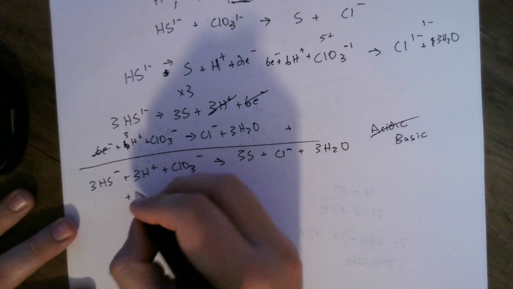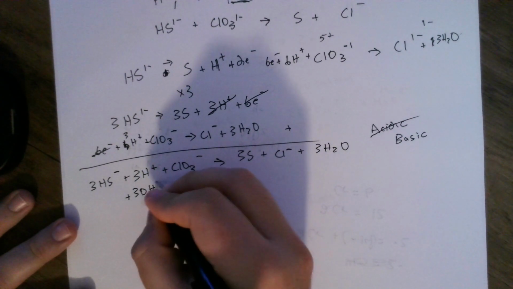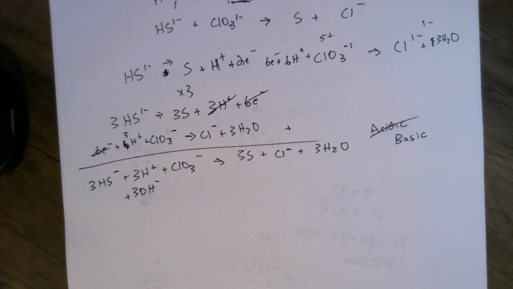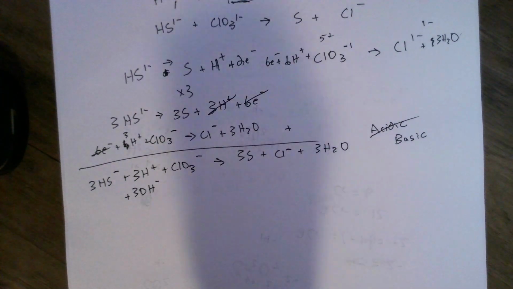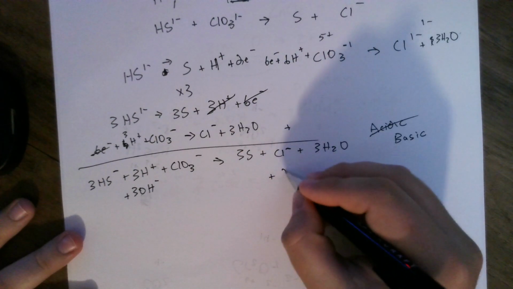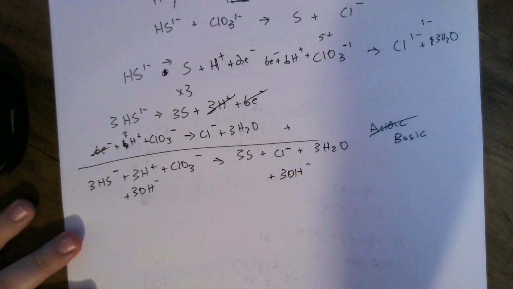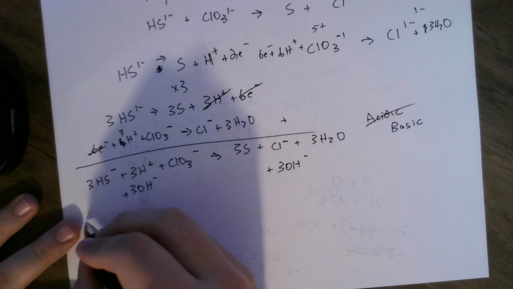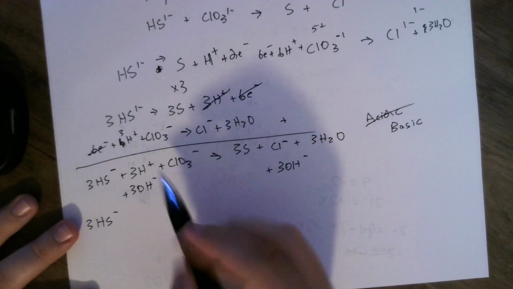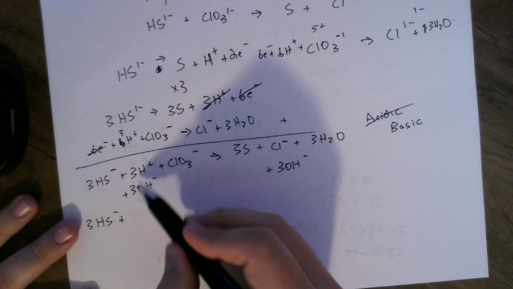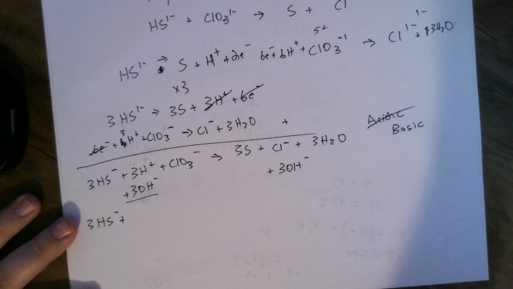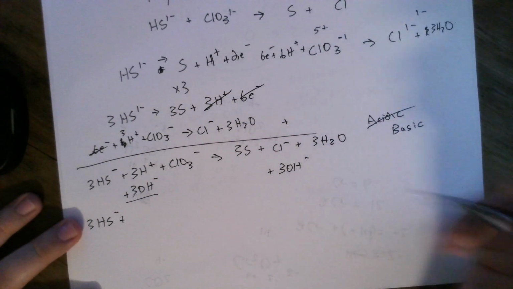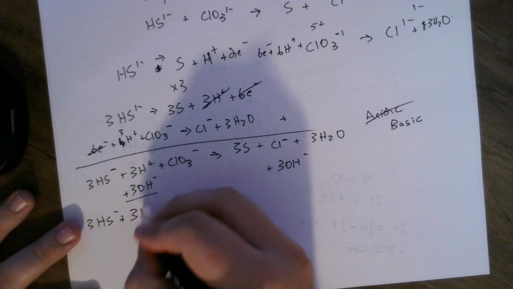I have 3 H pluses. I'm going to add 3 OH minuses to neutralize it. But whatever I add to that side, I must also add to this side. So I'm going to add 3 OH minuses to both sides. These are going to neutralize and actually make water. H plus OH minus makes water, and it makes 3 of them.